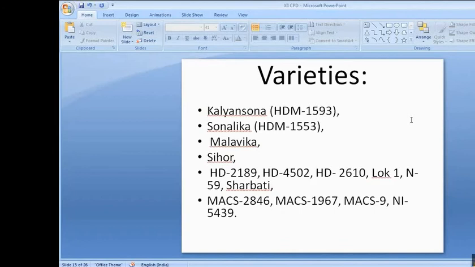Now we have got only 10 minutes to go. Now varieties. There are different varieties: Kalyan Sona, Sonalika, Malavika, Sior, HD2189, HD4502. So these HD varieties are hybrid dwarf varieties. These varieties are evolved particularly in Punjab and they produce grains in larger quantity. Important varieties, please remember: Kalyan Sona, Sonalika, Malavika.